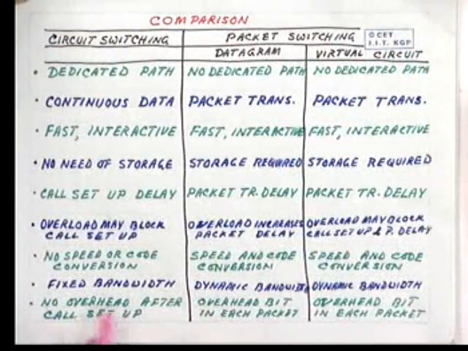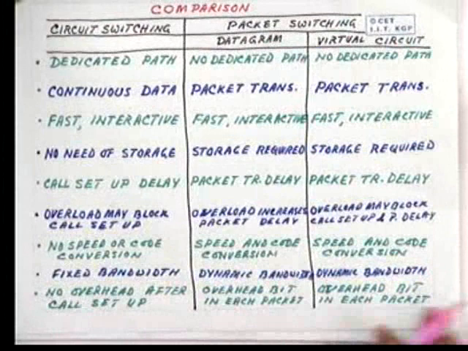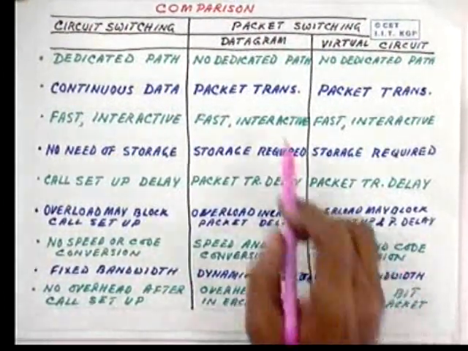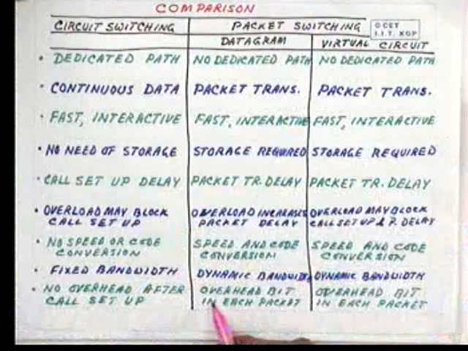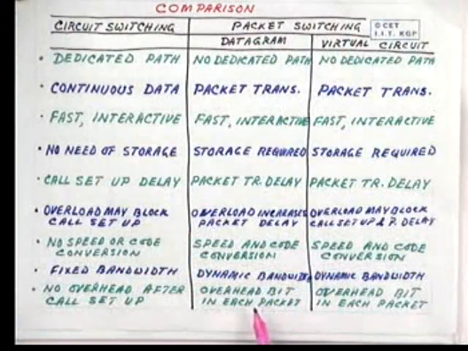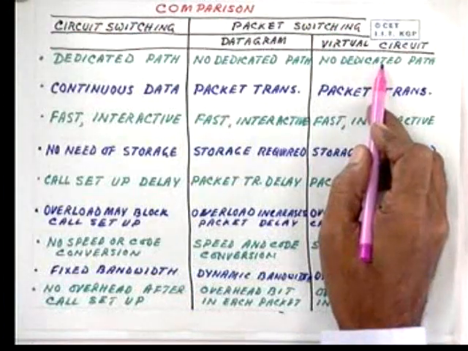And circuit switching has no overhead after the call setup, but datagram type and virtual circuit type packet switching both have overhead bits in each packet. As you have seen, that metadata that is being added is the overhead, and that is present in both datagram type and virtual circuit packet switching. So we have seen the advantages and disadvantages, but overall packet switching is very advantageous, and that is the reason why it is widely used nowadays.